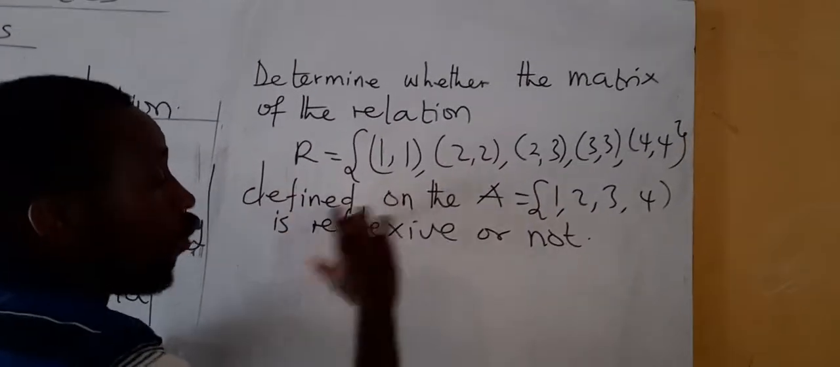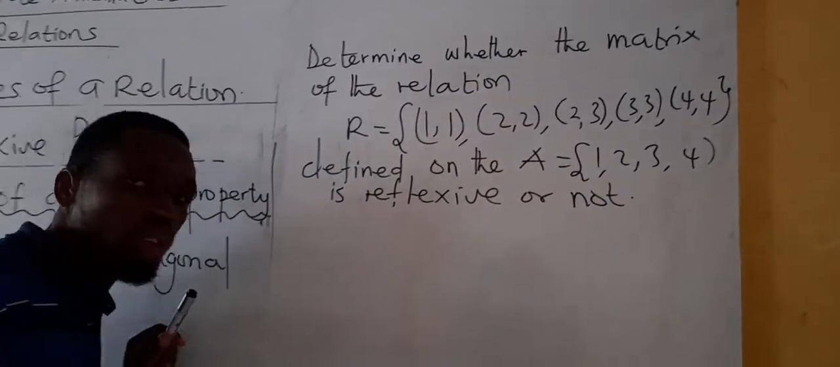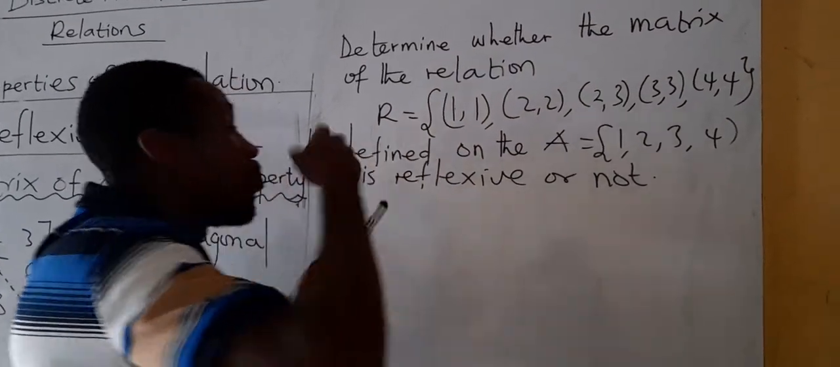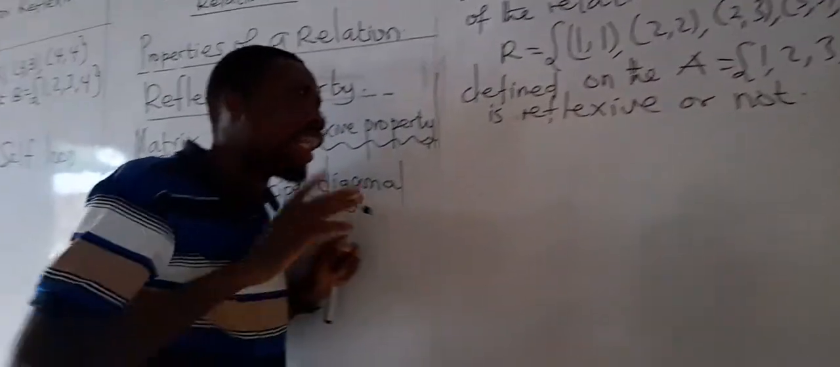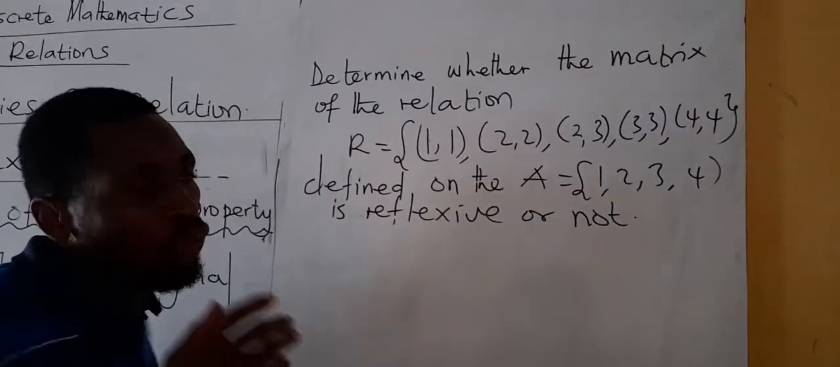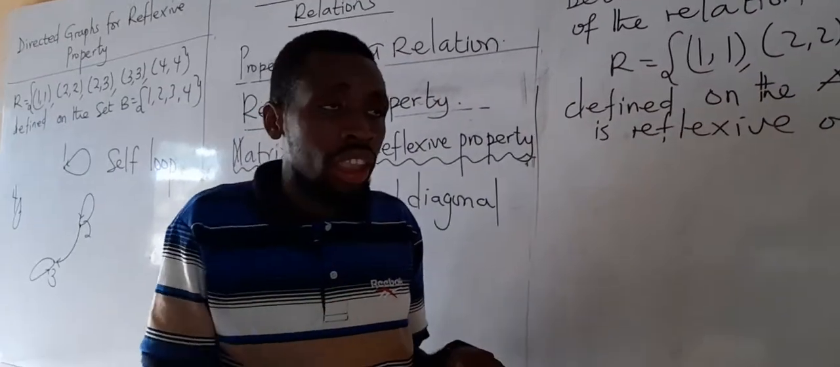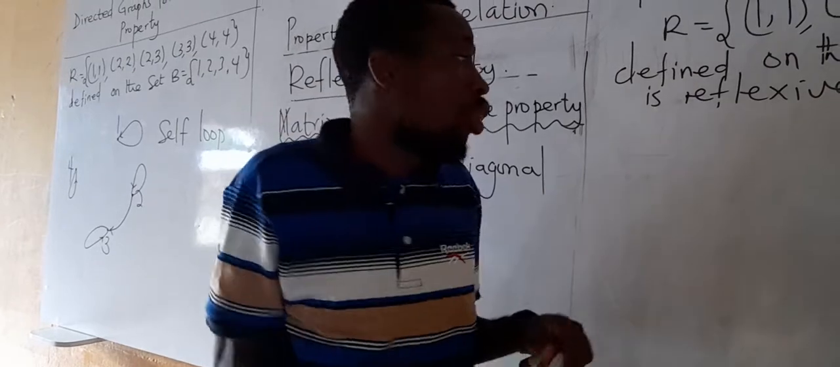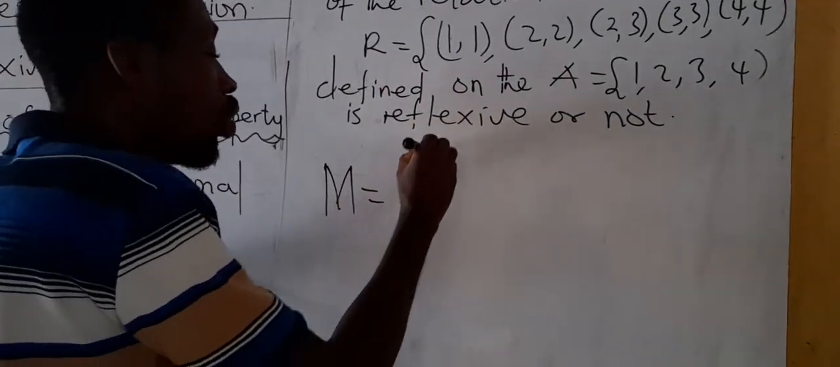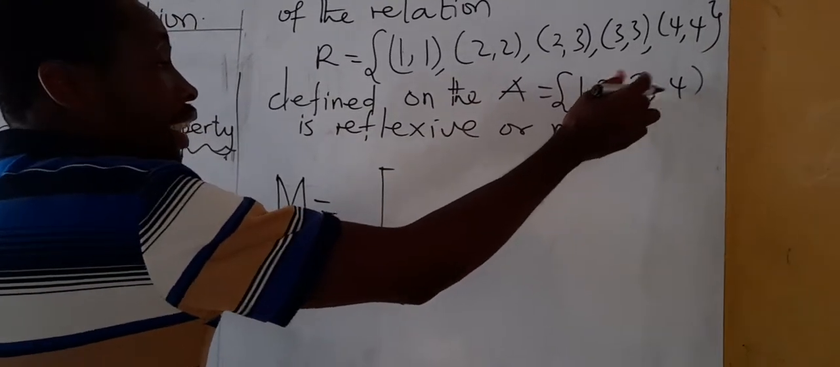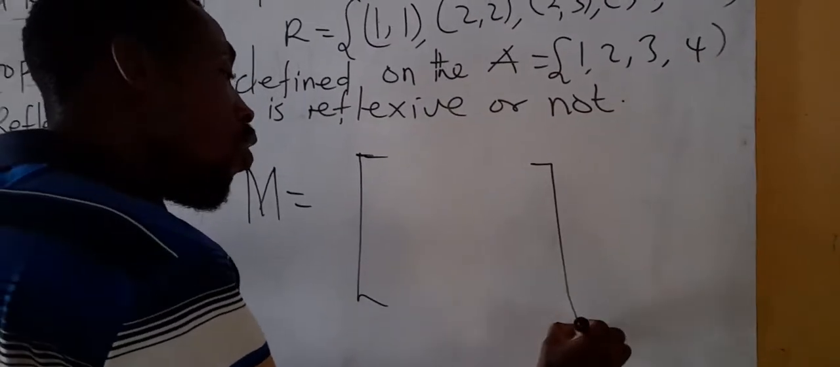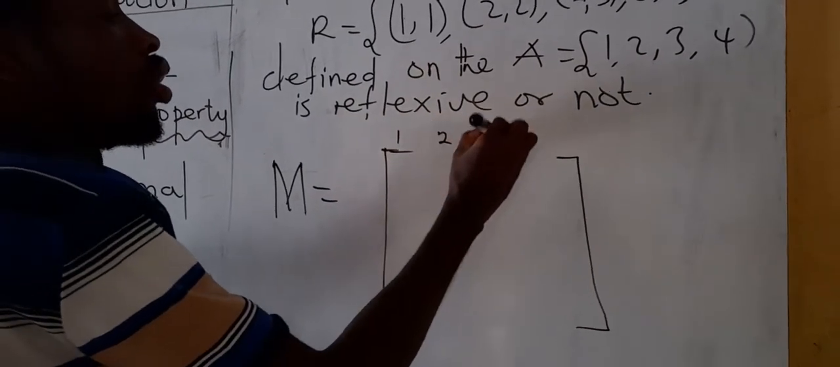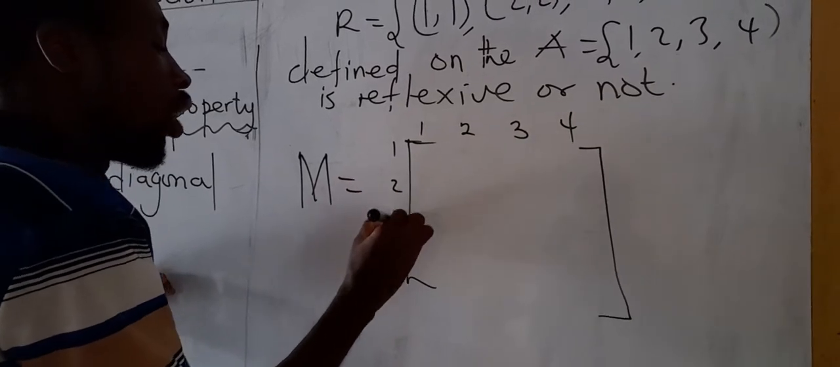So come with me. There is a question: determine whether the matrix of this relation, defined on the set 1, 2, 3, 4, is reflexive or not. Let's assume that we don't know whether this relation is reflexive, and represent this relation as a matrix for the sake of those who don't know how. Remember we said that the number of elements in the set determines the type of matrix. Since we have four elements here, this matrix will be 4 by 4. We write 1, 2, 3, 4 just as a guide.